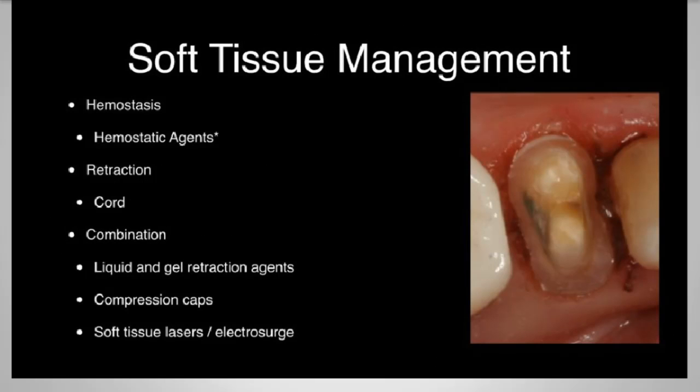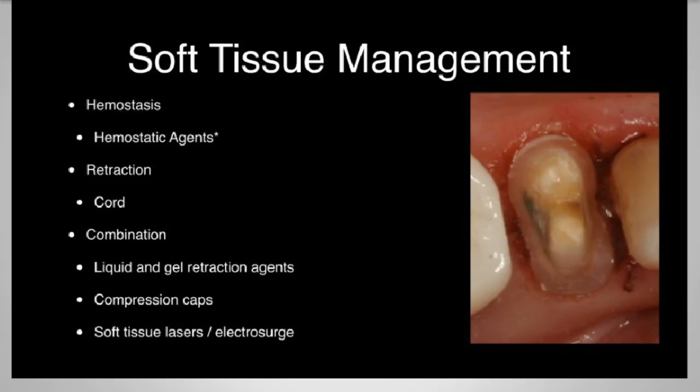After creating well-refined preparations, we must focus on proper soft tissue management and take things like hemostatic agents, cord, paste, and lasers into account. As I mentioned earlier, I believe cord and lasers do the best job, but we will cover all these categories. In the image to the right that you can see, we have margins that are at the tissue level or slightly below.